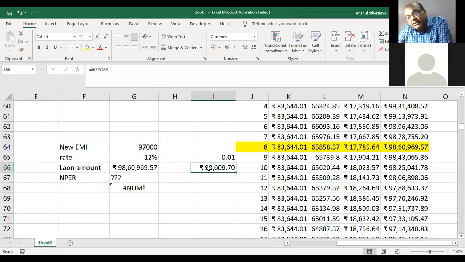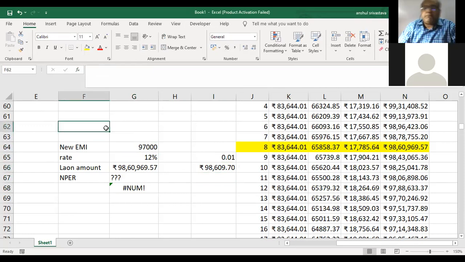Where will the principal get reduced? So he can pay 97,000 forever and the loan will still not be repaid. This loan is unpayable at 97,000. This is a debt trap.